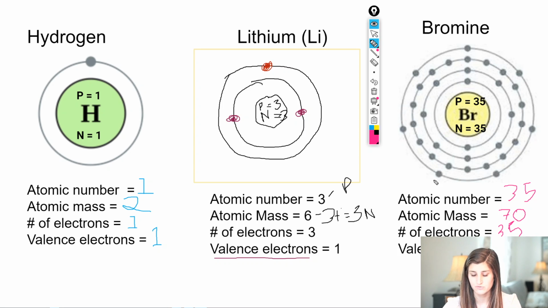Here's my outermost shell. There's really not too many to count. We have 1, 2, 3, 4, 5, 6, 7. So our number of valence electrons should be 7. And those are the electrons, once again, these outermost electrons, those are the electrons that are going to be interacting with other atoms.